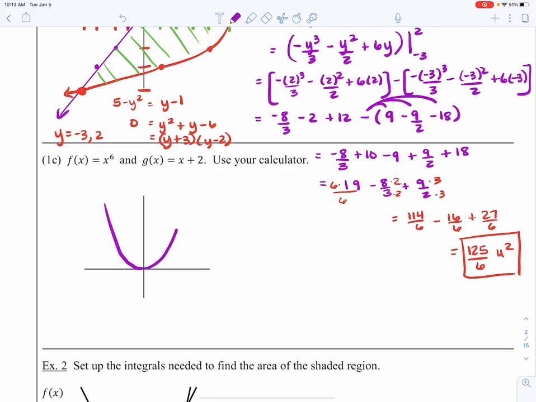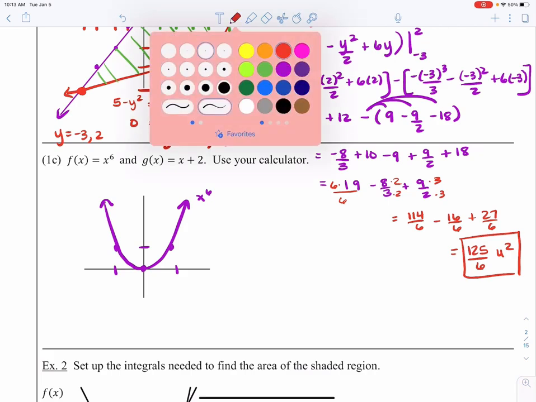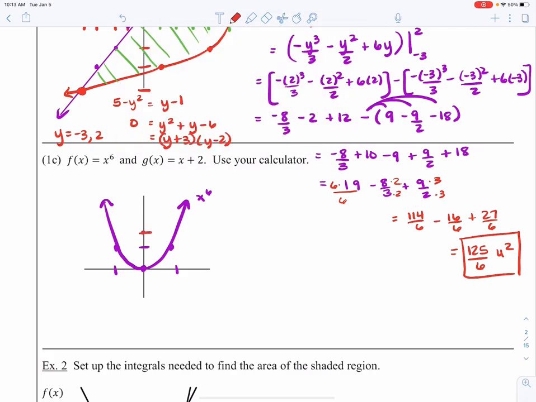So x to the 6th is like a really flat parabola. Obviously, it has the points 0, 0, and 1, 1, and negative 1, 1. And then we have x plus 2, which has a slope of 1. And keep in mind, this is just a sketch.